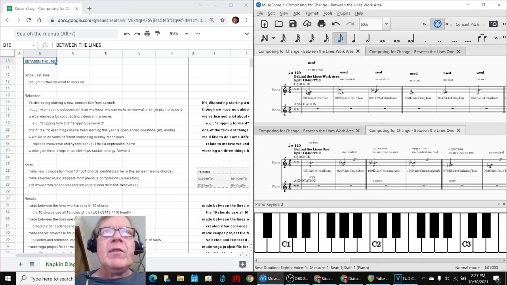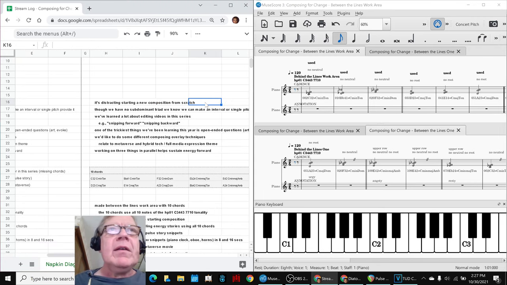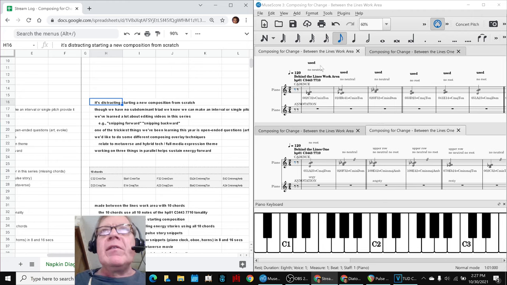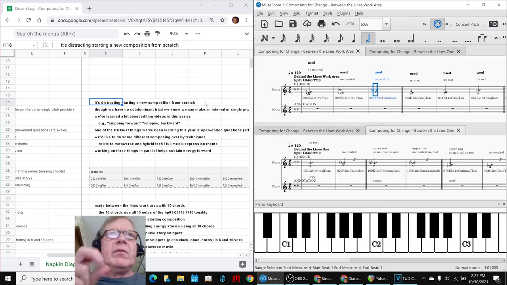We started noticing that it is distracting to start a new composition from scratch. We are also commenting on the fact that here's the chords over here. We have tonics, we have dominants, we have an ambivalence, but we don't have any subdominants. But we've learned the trick. We know how to make a subdominant, even if we don't have a trichord, by using two intervals or one note. So we did that.